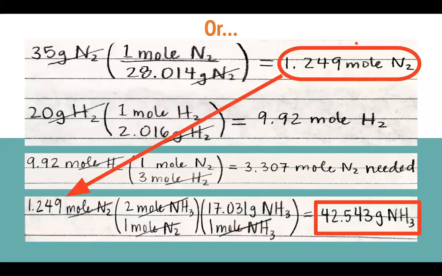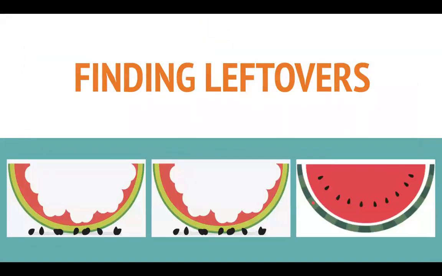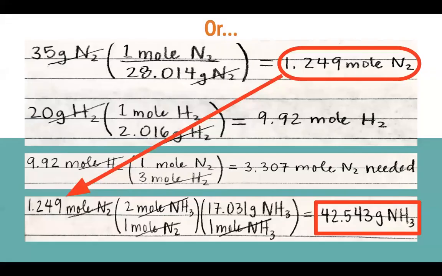And like I said before, you always do the last step with the limiting reactant. So I'm just going to take that number of moles and convert that into grams of ammonia. And same thing, we get 42.5 grams in the end. Yep. So those are the three different ways.